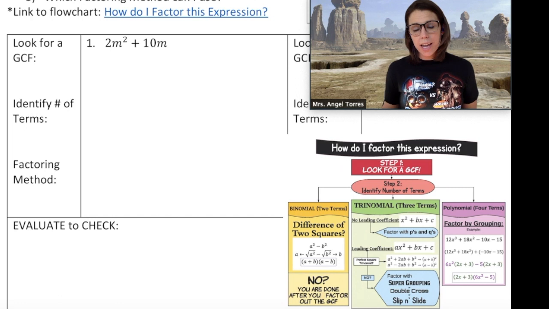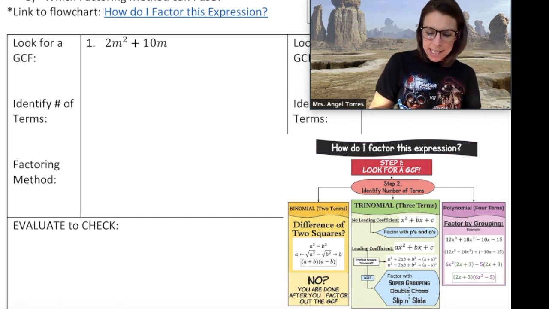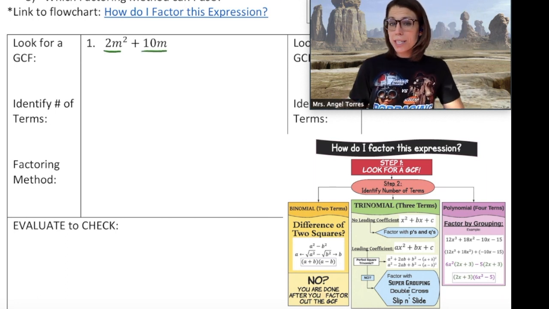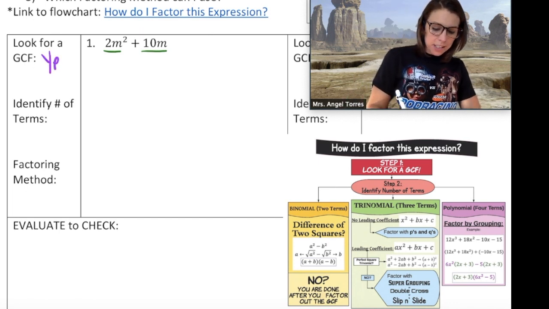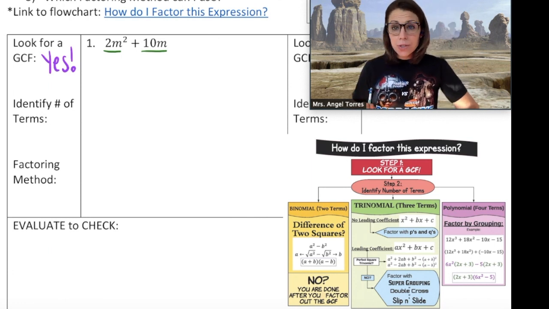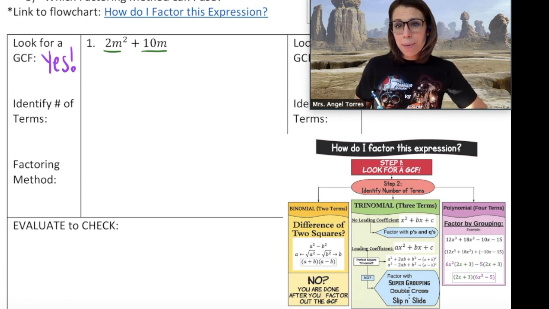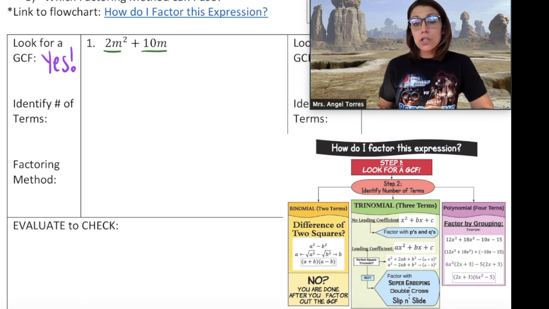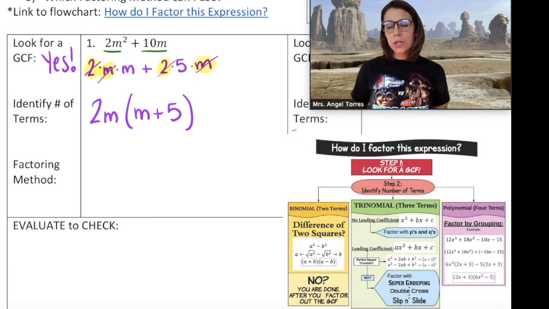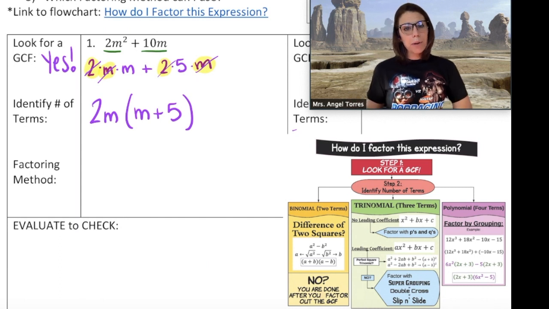So the first question we ask ourselves is, do these terms have a greatest common factor? Well, I see a 2m squared and a 10m, and I definitely know that 2 goes into both, potentially even something else. So yes, there is a greatest common factor here. Now, if the answer to that question is yes, your next step is to factor out that GCF, which I know you already know how to do. So go ahead and factor this binomial using GCF factoring now. Great, so you should have 2m times the quantity m plus 5.